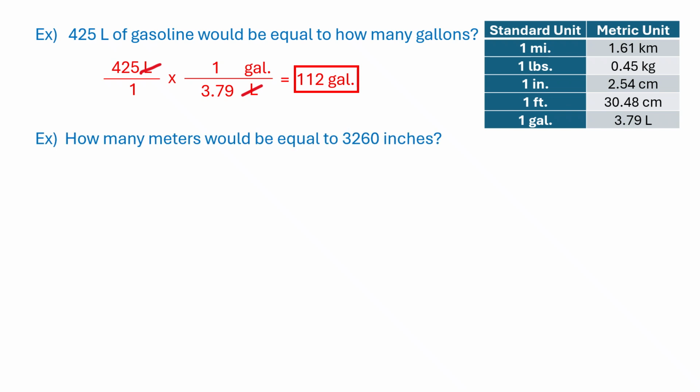So we go ahead and circle our answer. Okay, this one's a little bit more difficult. It says how many meters would be equal to 3,260 inches? And it does say in your notes, we want to use dimensional analysis. So the words that completes that statement.